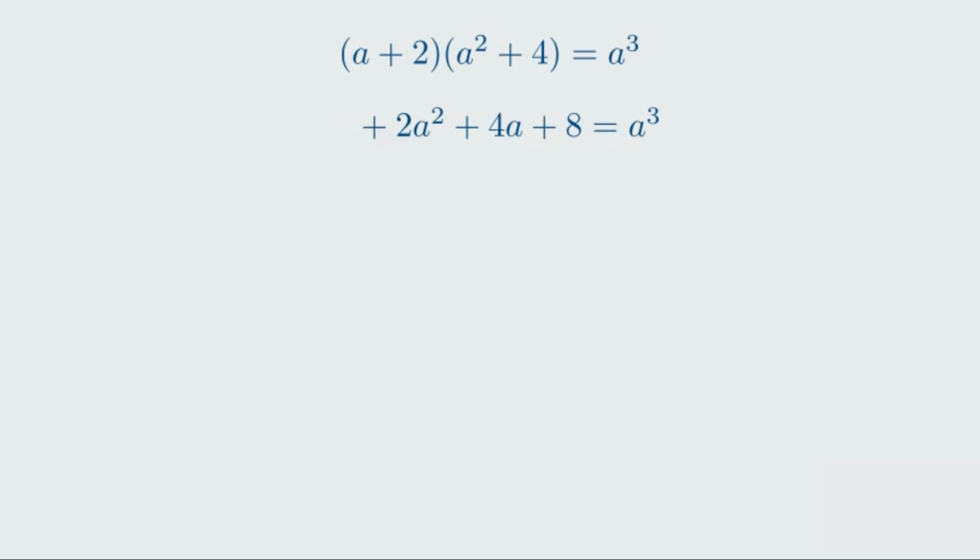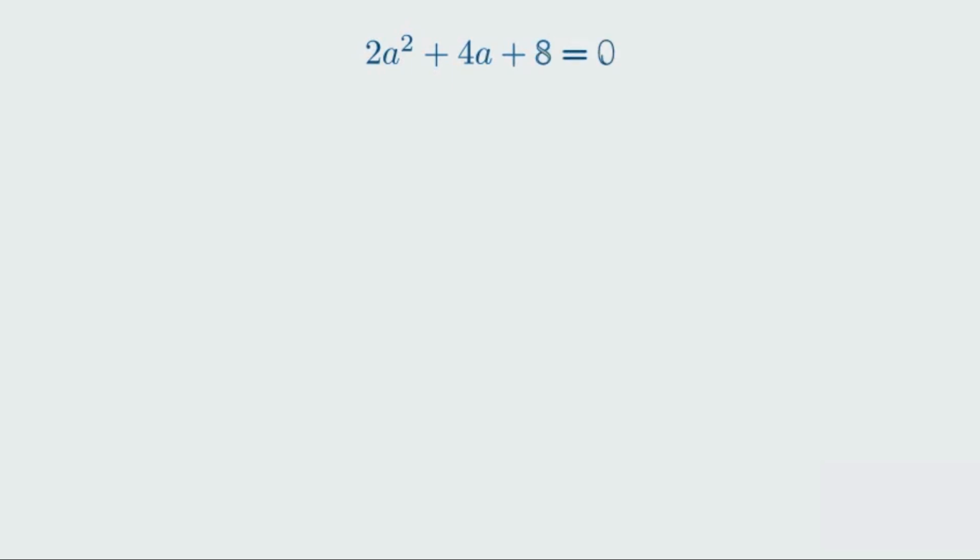This is a common and satisfying moment in algebra. We are left with a quadratic equation, 2a squared plus 4a plus 8 equals 0. We have successfully reduced the problem to a standard quadratic form. We've reached our final form of the equation. Let's solve this quadratic. 2a squared plus 4a plus 8 equals 0.